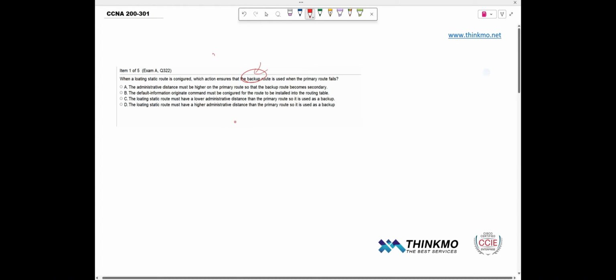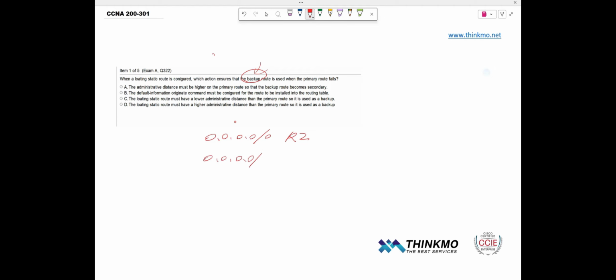A floating static route is basically 0.0.0.0 0.0.0.0, and then the next one uses 2.0.0.0, and the next one uses 2.3. So both of these routes will be added to the routing table, right? For these two, we make it so that only one is the main path, the primary path. The first one is active, and the other one is the backup, right?